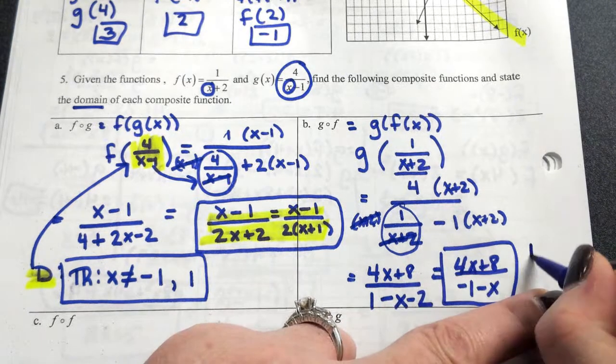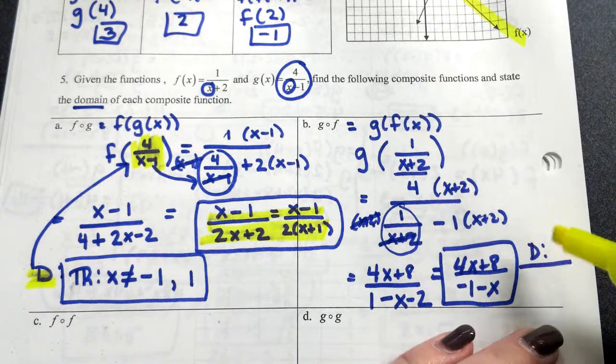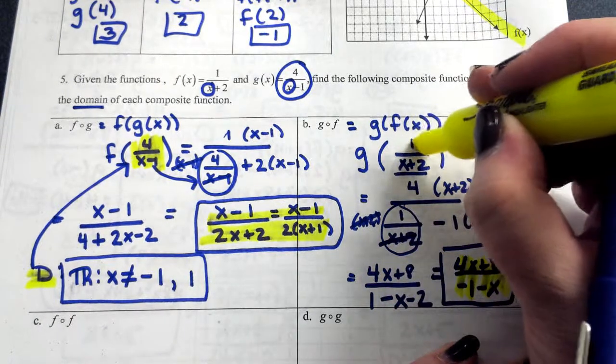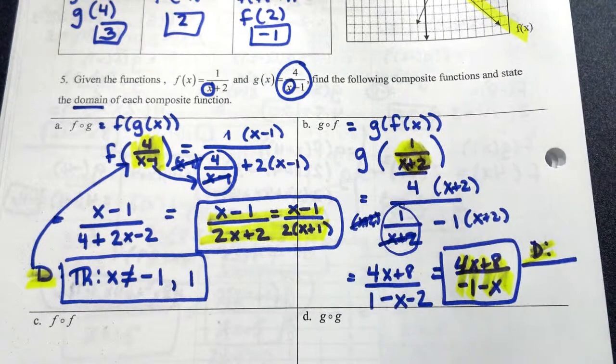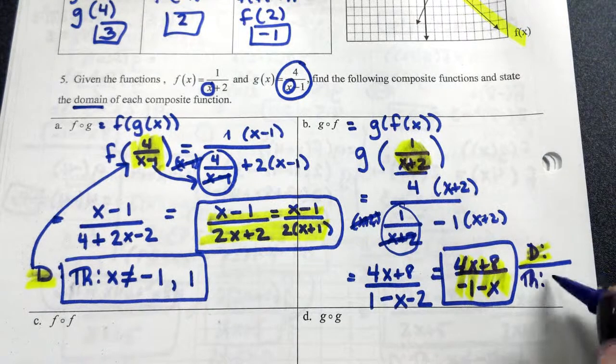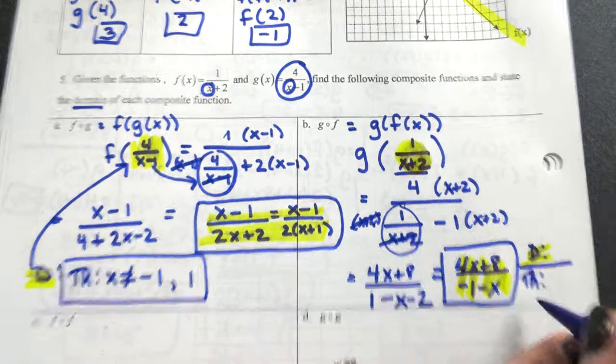So now let's talk about the domain. Remember, there's two places you have to look. You have to look at your final answer. You have to look at your original input function. So what value for x? Let's take a look at your final answer. What value for x would give you a 0 in the denominator? X cannot be equal to what? -1. So I know it's going to be all real numbers except -1.